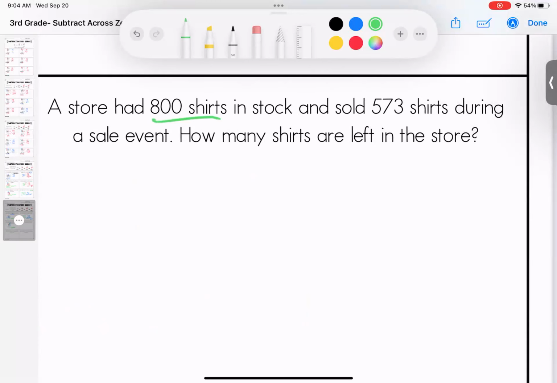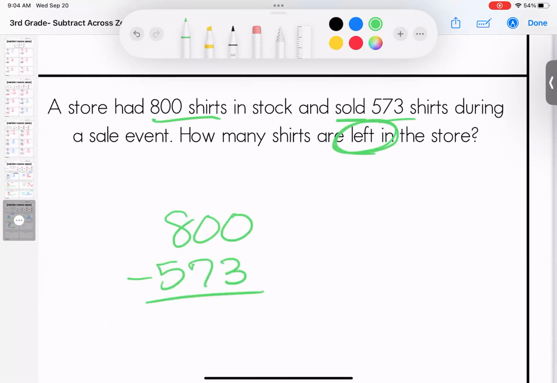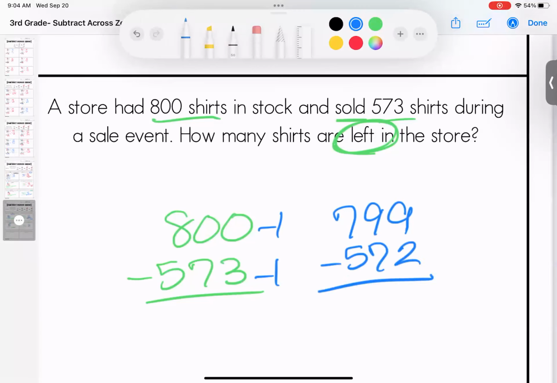A store had 800 shirts in stock and sold 573 shirts during a sale event. How many shirts are left? We started with 800, but we sold, or they left us, 573. If we do the distance dance, that is the same distance as 799 minus 572.